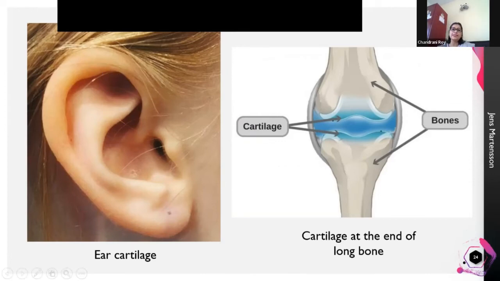And we can also tell them that the ends of long bones also have cartilage, though we cannot see it. And that's very important because at that time, the bones don't rub against each other, and therefore it helps to maintain the health of the bones. So that is about cartilage. We can tell them that cartilage also is a kind of connective tissue because it connects and protects.